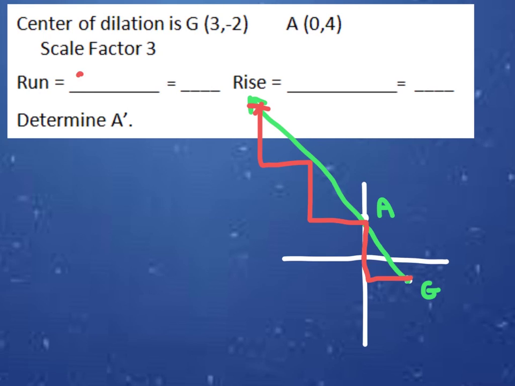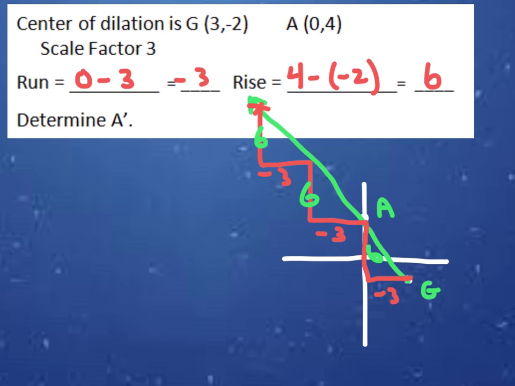Our run would be 0 subtract 3, so -3. That makes sense. We went left 3 and then left 3 there and then left 3 here. Our rise would be 4 subtract a -2, which is 6. That makes sense that we're going up 6 each time. And so the idea of this dilation is that we're going to start here at G, go left 3, up 6, left 3, up 6, left 3, up 6.